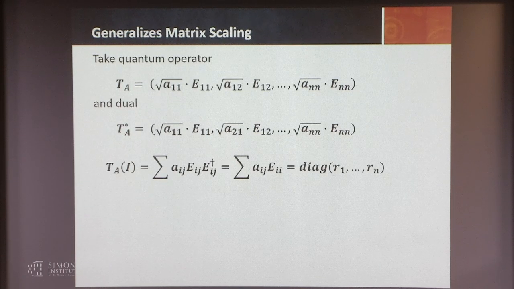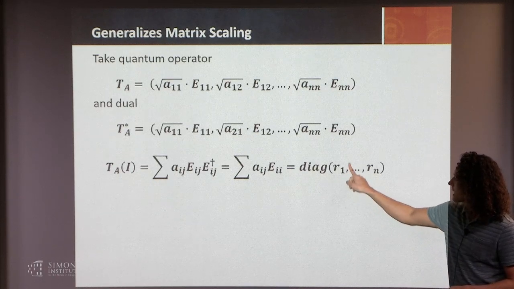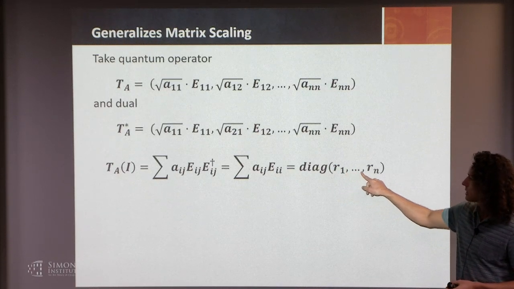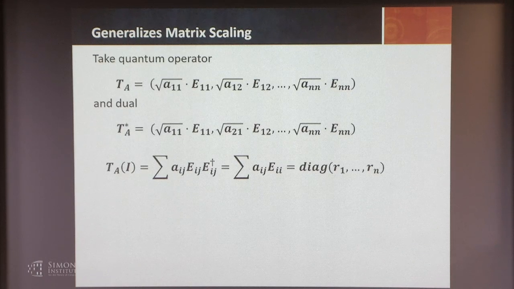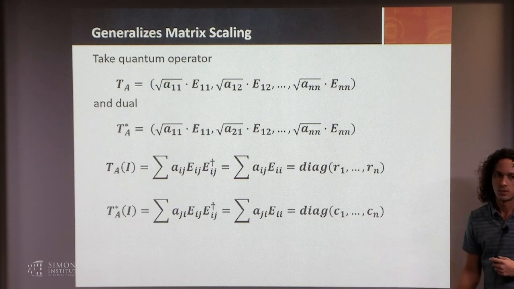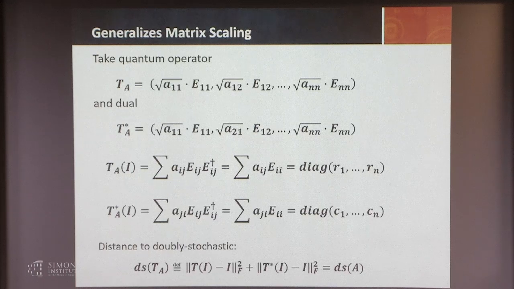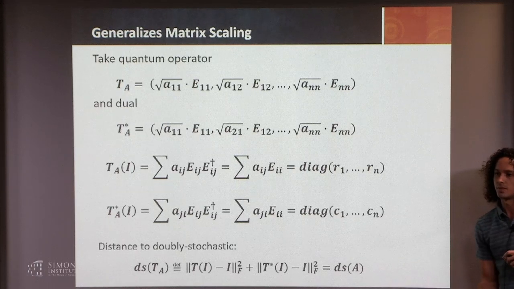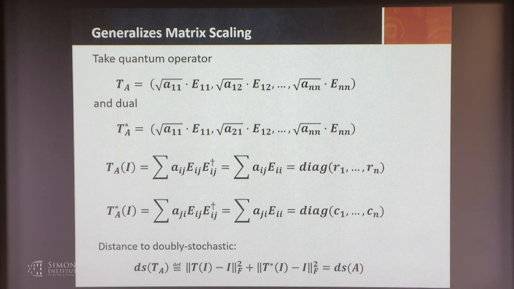And now let's look at what is T_A when you apply it to the identity. T_A applied to the identity is this quantity here, which if you sum, you only get the sum of A_ij times E_ii, which means that in the diagonal, in the entry i, you get the sum of row i. So you get the row sums of your matrix. And the dual, you can see that you get the column sums in the diagonal. So, simple exercise. And so the distance to doubly stochastic of this operator T_A is exactly the matrix distance to doubly stochastic. So you can see how this is a generalization of matrix scaling.